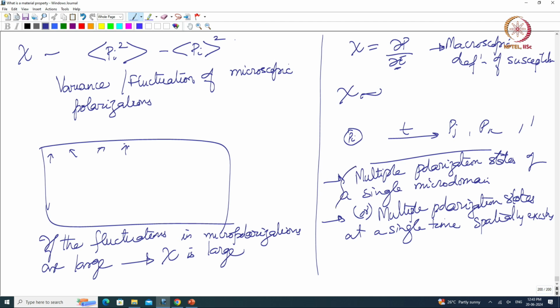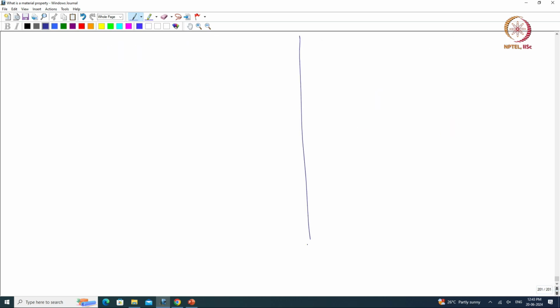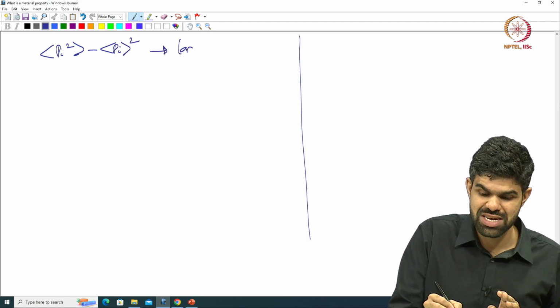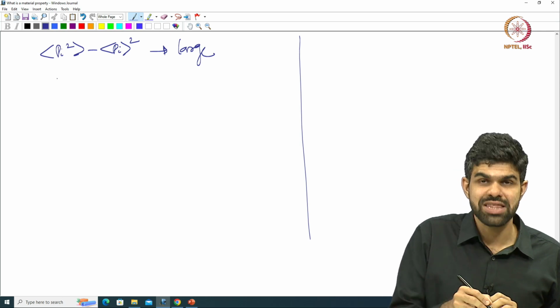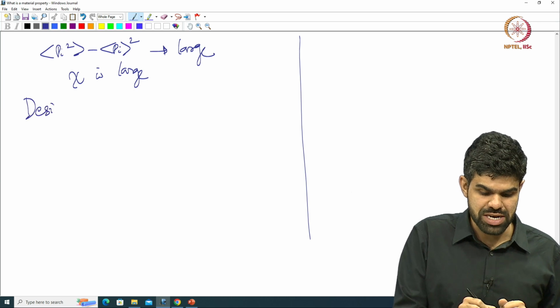In general what these two statements mean is the system has accessibility to multiple polarization states, right, that it can fluctuate easily between one polarization state and another. So, then this fluctuation is large. So, P square average minus P average whole square, this is the fluctuation, this is large, right. So, if this is large, then my susceptibility is large. This gives me a design principle actually.